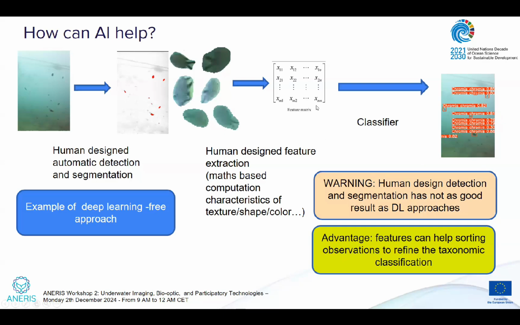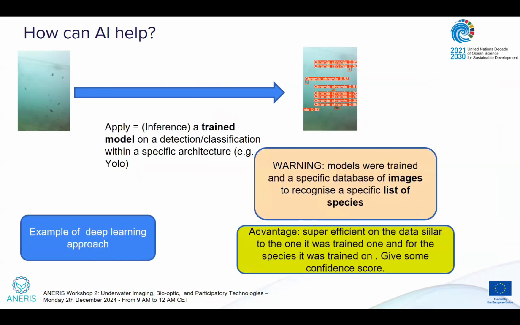But there is an advantage to this approach. Because these features are humanly designed, they can help in certain observations to refine the taxonomic classification, and also when the deep learning model was not trained on one particular species, for example, and if there is any doubt.